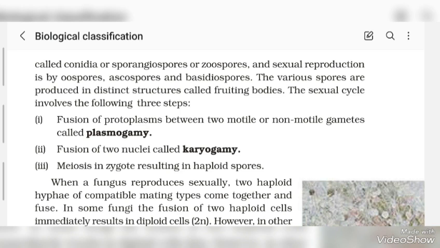The sexual cycle involves the following three steps: fusion of protoplasm between two motile or non-motile gametes called plasmogamy, fusion of two nuclei called karyogamy, and meiosis in the zygote resulting in haploid spores.